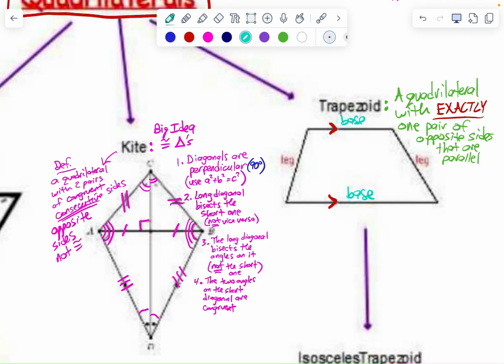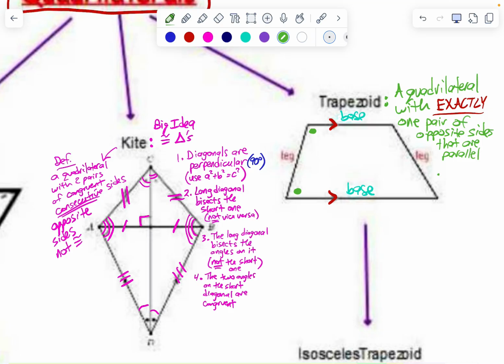Okay, there is another property that we need to add to this. And what do you think is true about those two angles I marked with green dots? Think back to your parallel line unit. Yeah, good. If we have parallel lines, we probably have some supplementary, maybe some congruent. In this case, we only have supplementary.